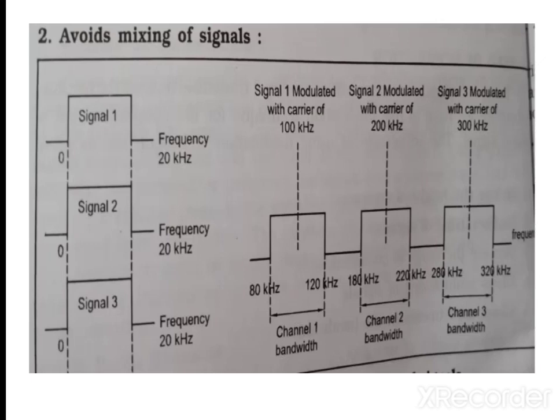Same for the second channel, the signal frequency is 20 kHz but the carrier frequency is 200 kHz. That's why 200 minus 20, so 180 kHz is the lower 3 dB frequency, and 200 plus 20, 220 kHz, is the higher 3 dB frequency in channel 2. Then the same for channel 3, the modulated carrier frequency is 300 kHz. That means using this modulation method avoids the mixing of signals.